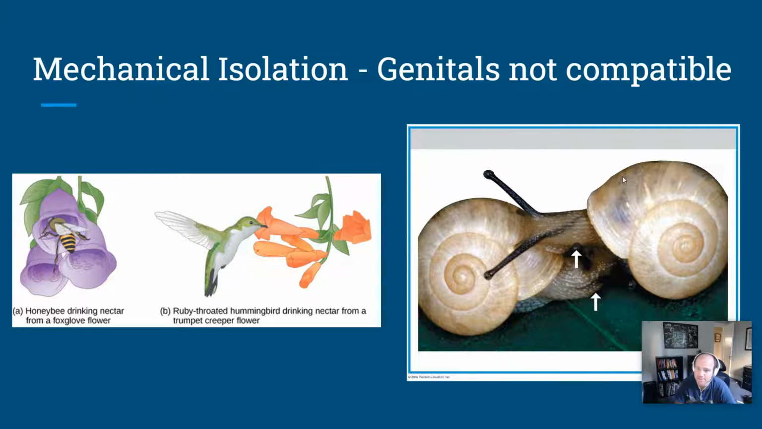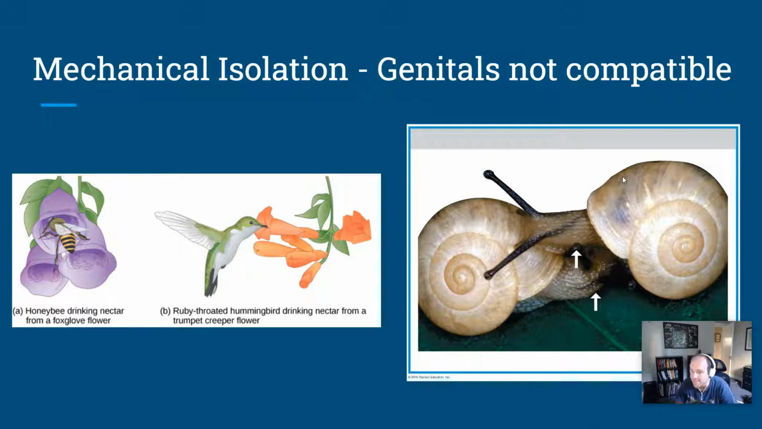Mechanical isolation, the genitals just don't line up. So again, with flowers, they have different shapes for making sure that only a specific type of pollinator can reach them. And since they're only going to go to the same types of flowers, their different flowers' pollens aren't going to be able to mix.